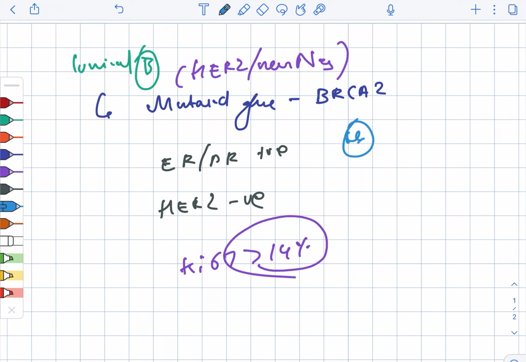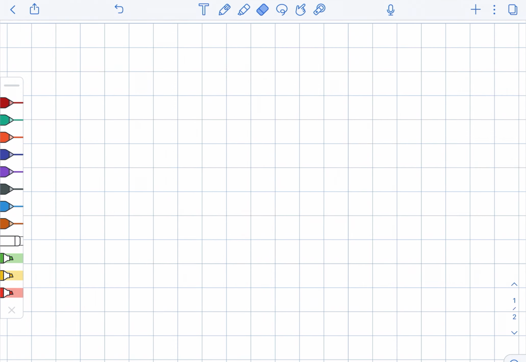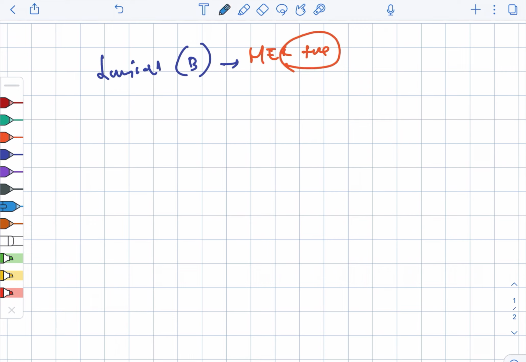So now looking at the histological subtypes, it is poorly differentiated, as well as there is lobular carcinoma. Next, looking at the luminal type B, this is nothing but the HER positive. Here the receptor status is the ER, PR are positive, HER2 is positive, then the Ki67 is variable.